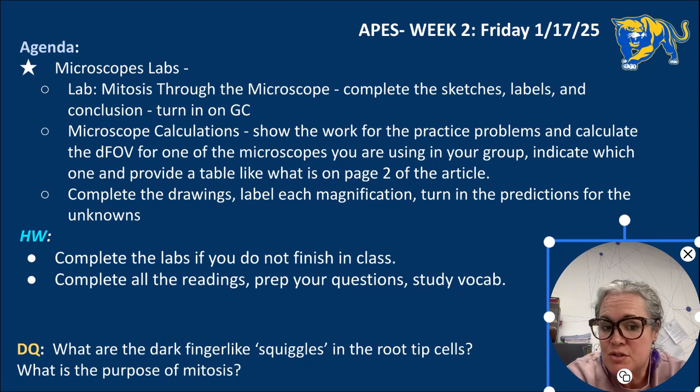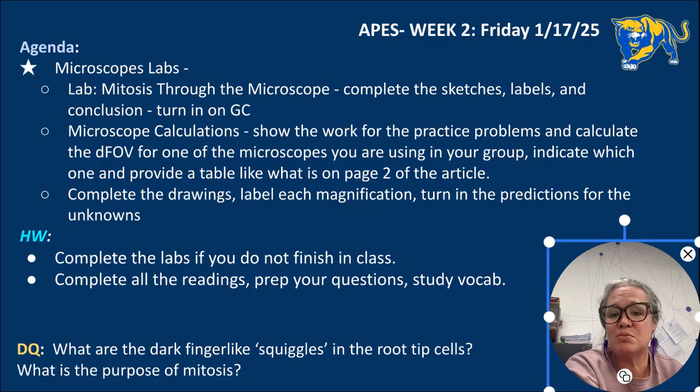So I would love for you to do a microscope calculation with hopefully something that's living in some pond water, and then the mystery. It doesn't say that, but complete the drawings, label each magnification, and turn in your predictions for the unknowns on the mystery. So the third point, it should say mystery microscope, or the microscope mystery. I don't know why I didn't write it on there. So I'll go back and fix it on the daily agenda.